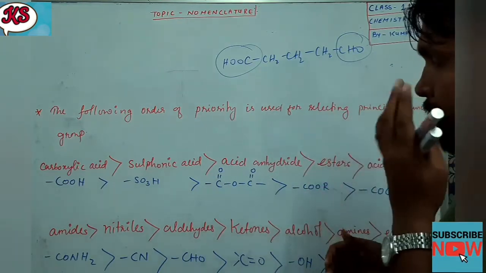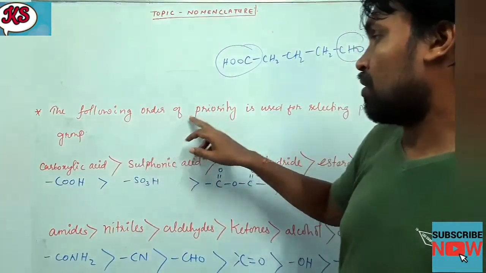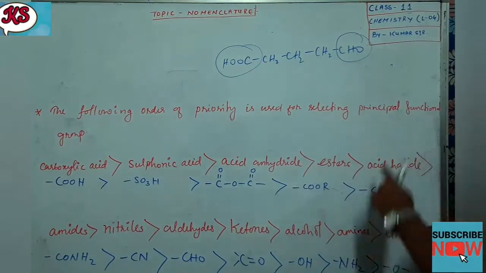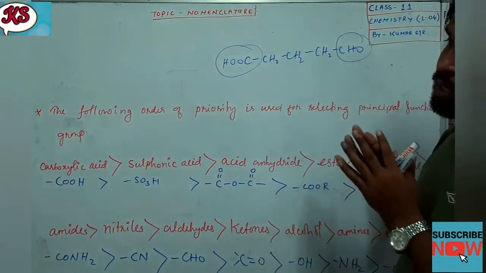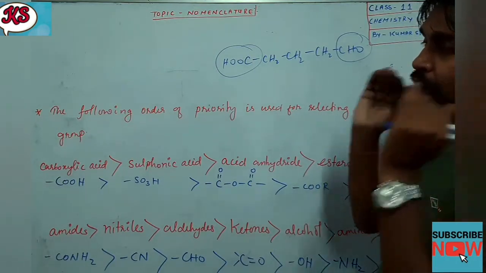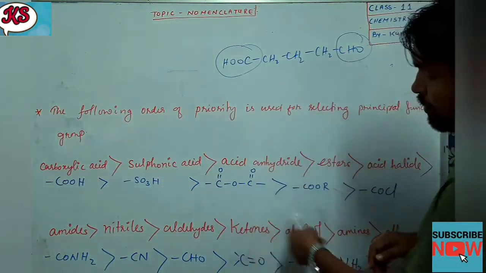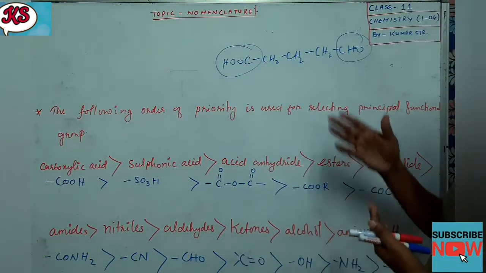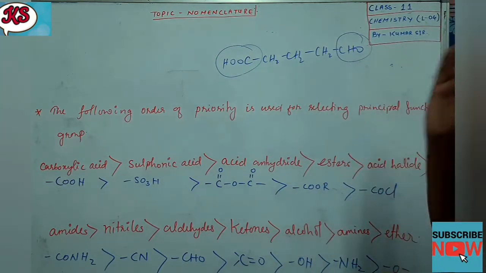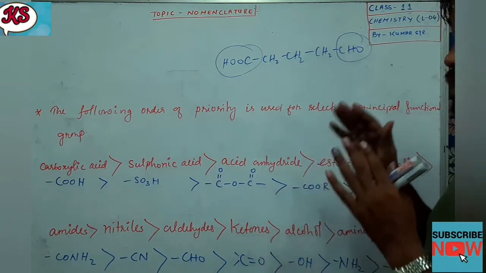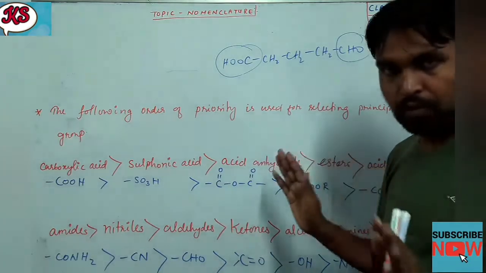For knowing that, dear students, you have to memorize this order. I have given here the following order of priority used for selecting the principal functional group. Principal functional group means the one which will get the lowest number. But in order to give the lowest number, we have to know the order of this. Then only you will be able to give. If there is one functional group, that one will get the lowest number. We will start the numbering from there, that is no problem.